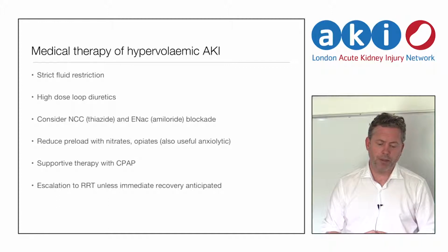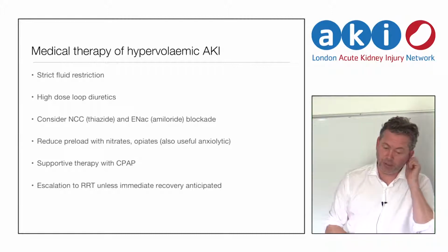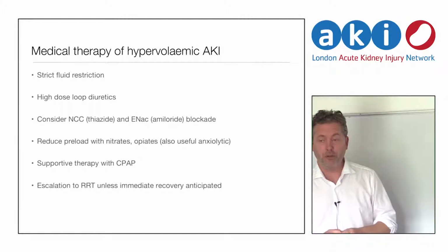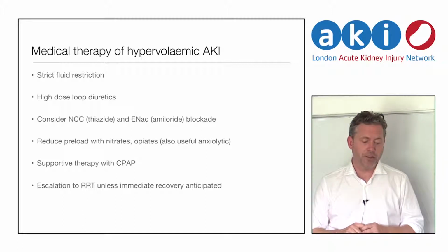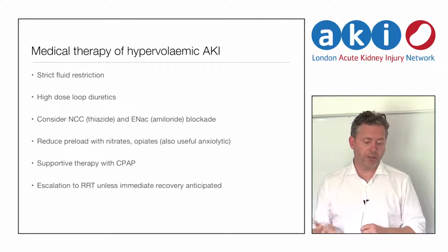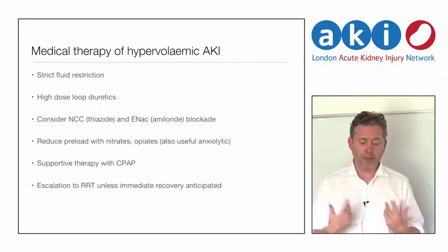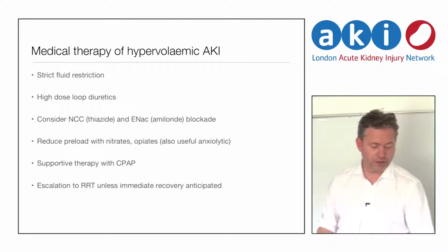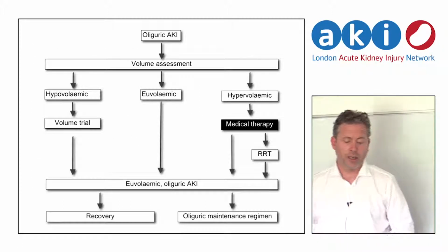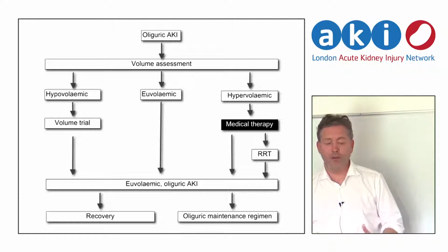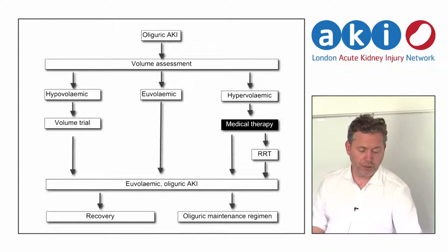It's important not just to max out on loop diuretics, but to consider other diuretics such as thiazides and potassium-sparing diuretics allowing amiloride blockade. We can reduce the preload with intravenous nitrates such as GTN and opiates, which can be a useful calming agent. Supportive therapy with CPAP, and unless we're anticipating an immediate recovery of kidney function, escalation to critical care or renal unit support and renal replacement therapy.